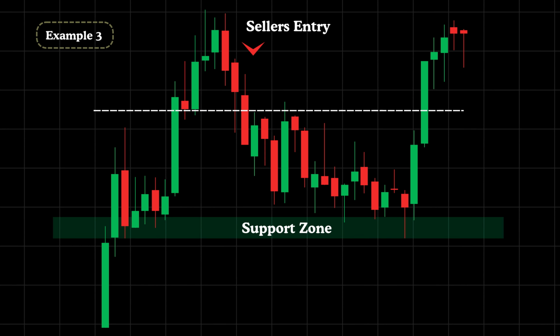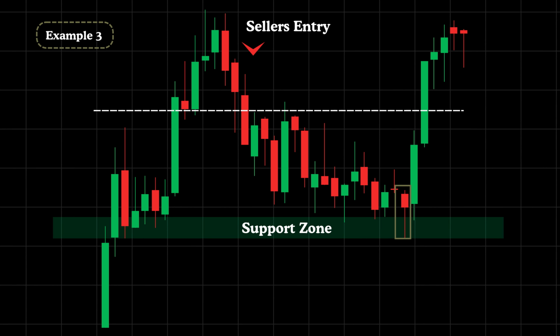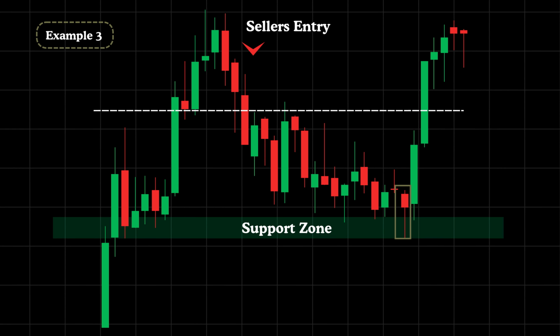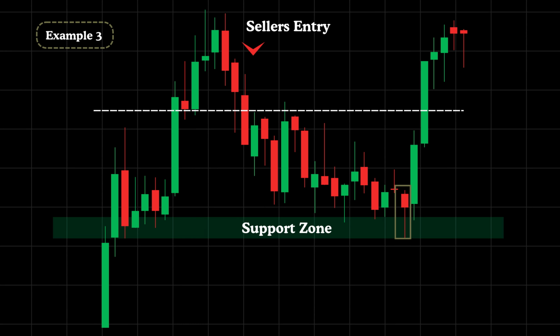You cannot rely solely on a hammer candle in any chart to take a reversal trade. Along with identifying the hammer candle, you must also confirm the support line developed in price action on the chart.